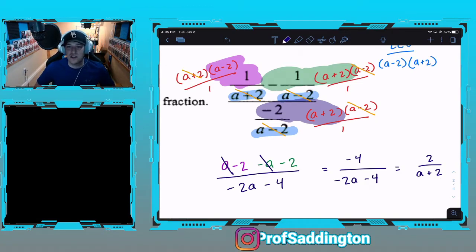All I did is I just divided all three of those numbers by negative 2, and I'm good to go. 2 over a plus 2.